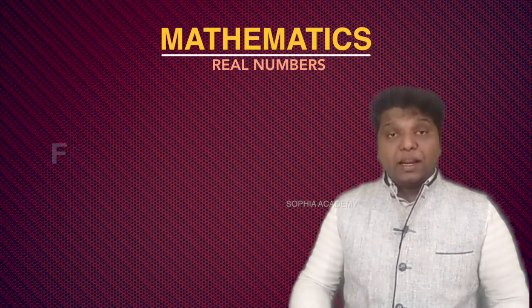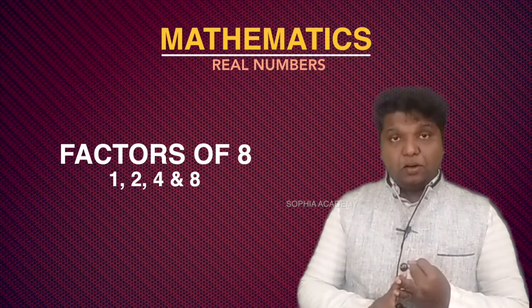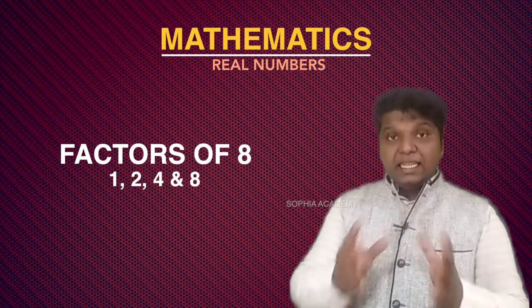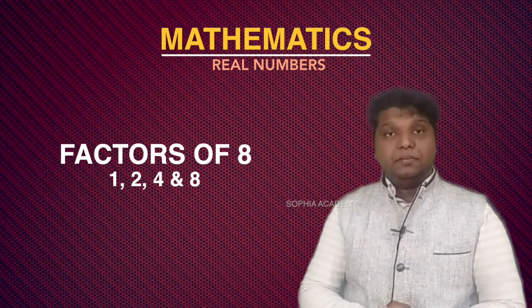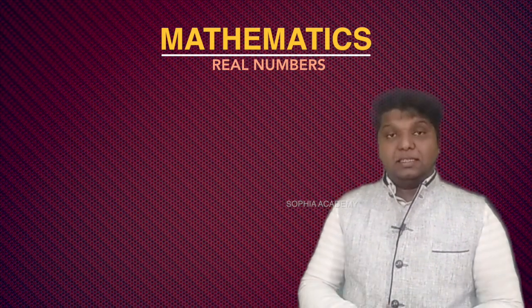8. What are the factors of 8? 1 itself is a factor of 8. Then 2 is a factor of 8. 4 is a factor of 8. 8 also is a factor of 8. That means in these tables you can see 8. That's the meaning in simple terms. So you can see for 8 there are plenty of factors.